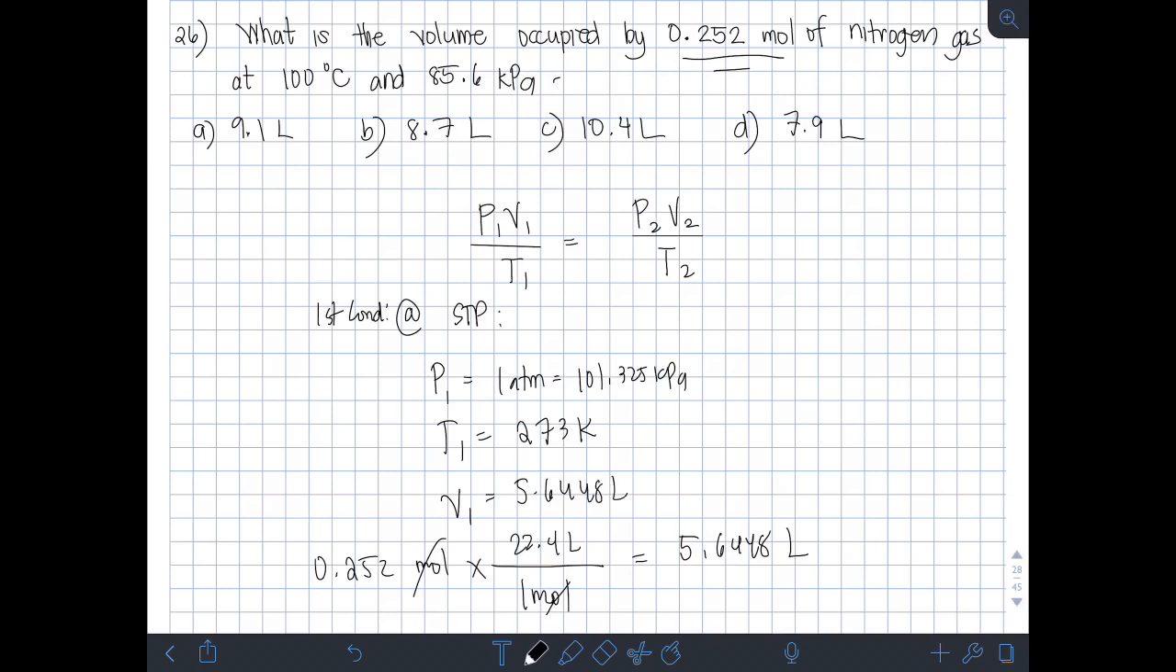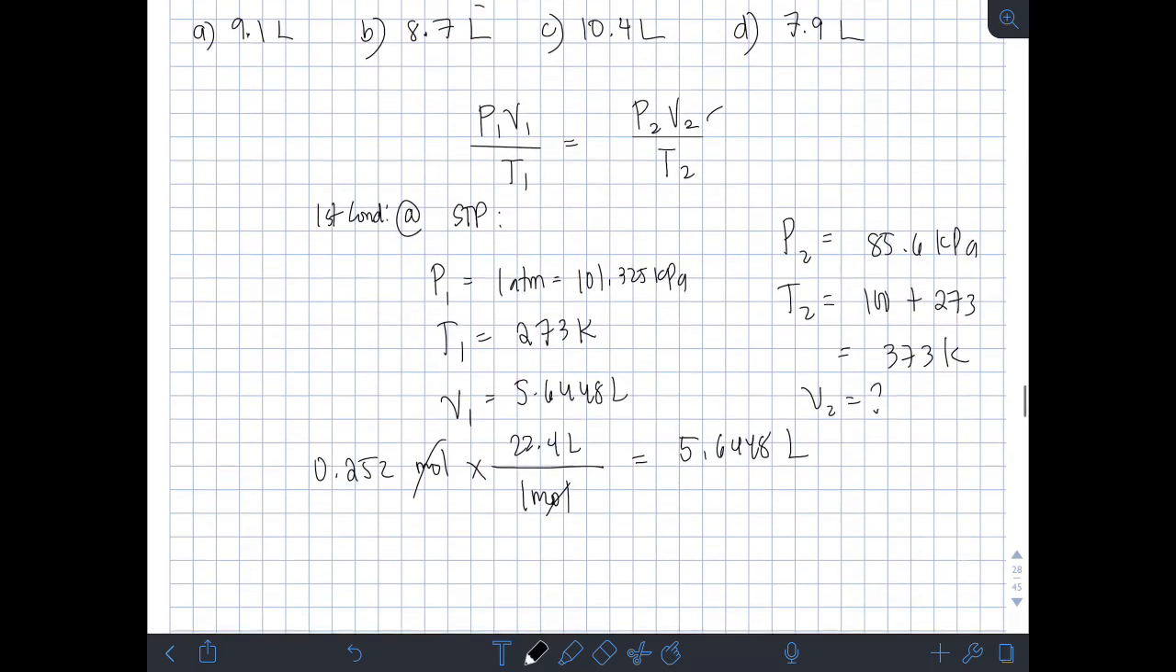Okay? And then, for the pressure 2, ito na yung given natin, right? Yung 85.6 kilopascal. Then, yung temperature 2 is 100 degrees Celsius. So, convert natin siya into Kelvin. Mag-a-add tayo ng 273. So, ilan yan? 100 plus 273 is 373 Kelvin. And then, unknown si V2. Right? Kasi yung tanong, what is the volume?